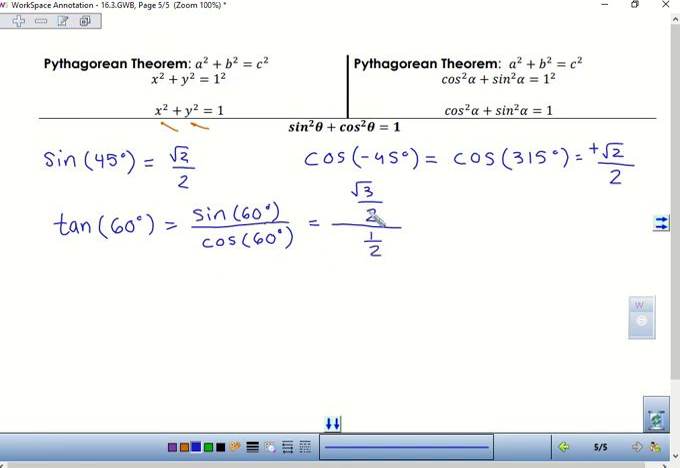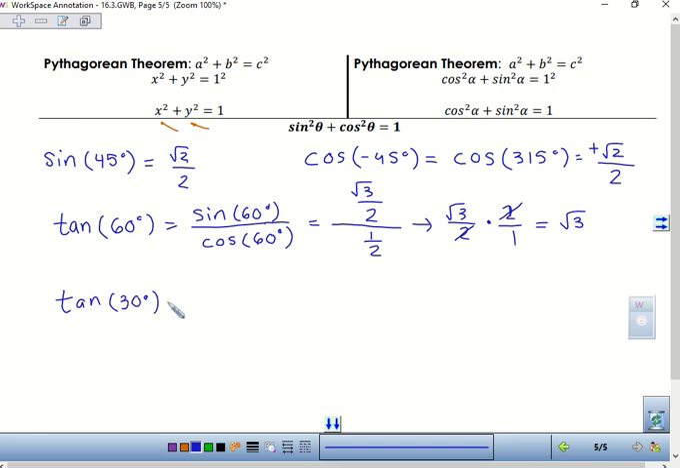1/2. If I want to divide fractions, I'm going to keep, change, flip. What's going to happen with those 2's? Which becomes radical 3 over 1, which is just radical 3. So that's the answer to the question. Would you guys like to do one more? Yes. Okay. Let's do tan of 30.